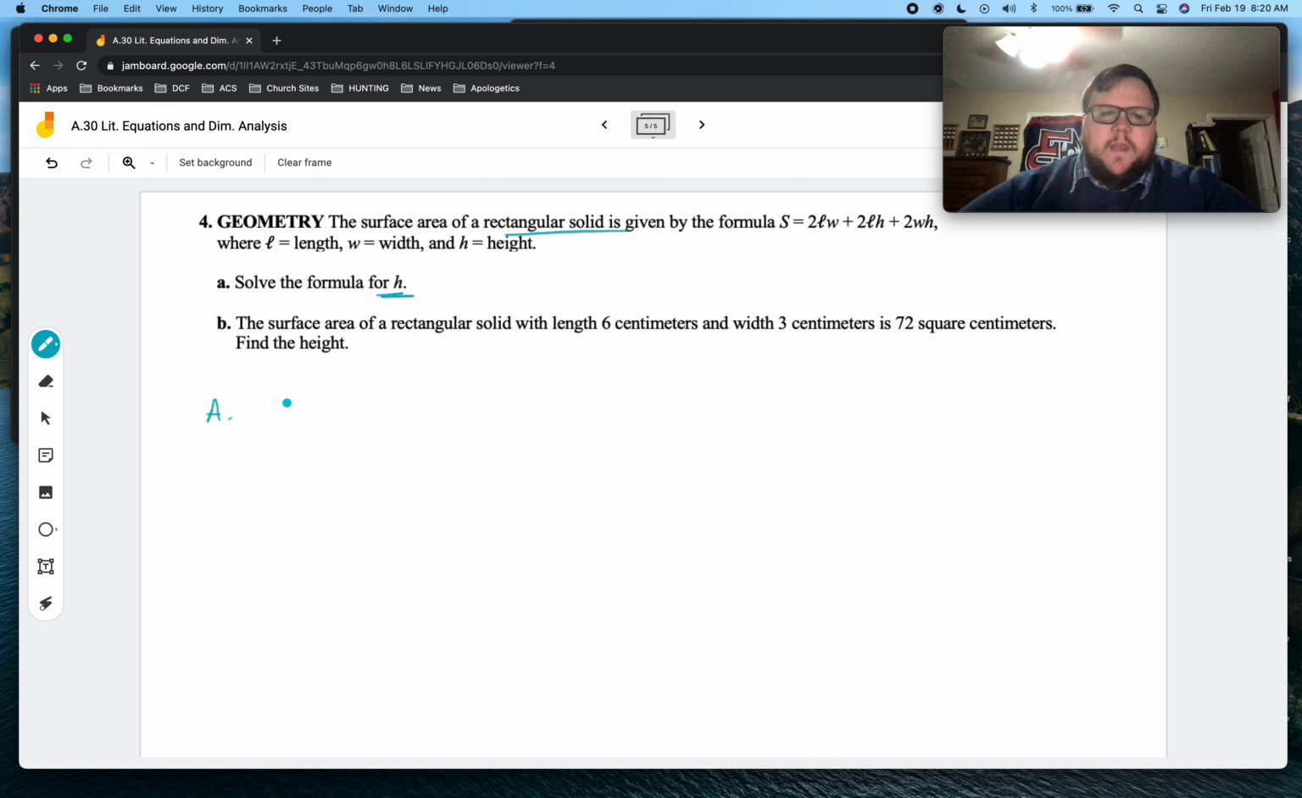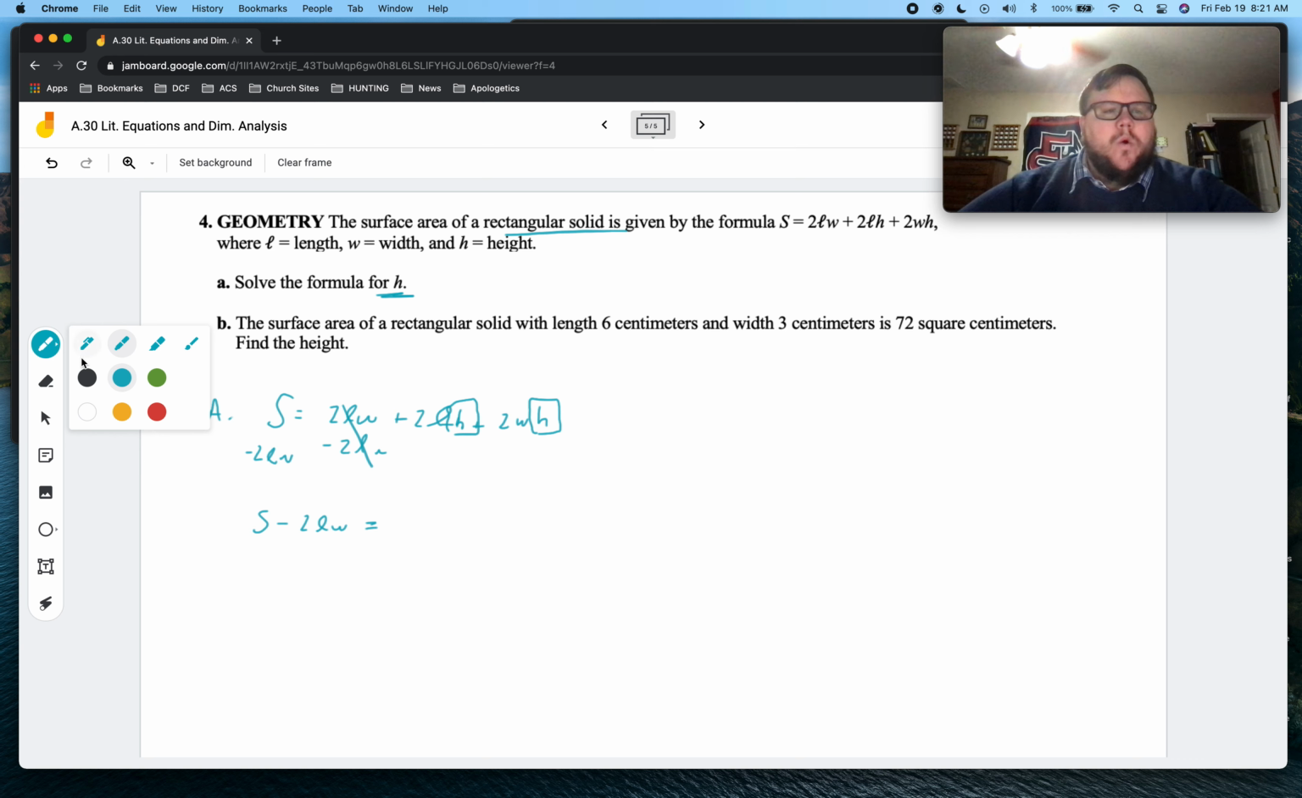So for part A, we have surface area equals 2LW plus 2LH plus 2WH. So the first thing I'm going to do, I'm going to subtract 2LW because if you notice I have an H here and I have an H here. So I'm going to subtract 2LW from both sides first. They cancel, so I get S minus 2LW equals.